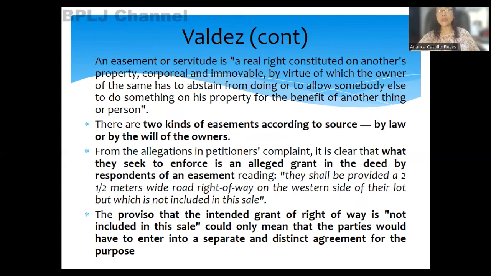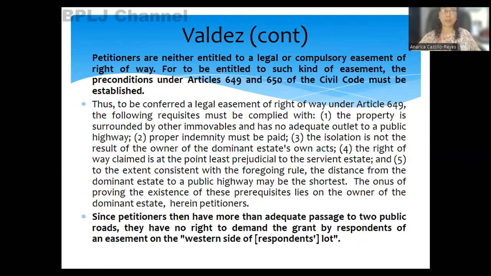Okay, from the allegations in the complaint, it is clear that what they seek to enforce is an alleged grant in the deed by the respondents of an easement. However, the proviso that the intended grant of right of way is not included in the sale would only mean that the parties would have to enter into a separate and distinct agreement for the purpose. Petitioners are neither entitled to a legal or compulsory easement of right of way, for to be entitled, the preconditions set forth under Article 649 and 650 must be established.